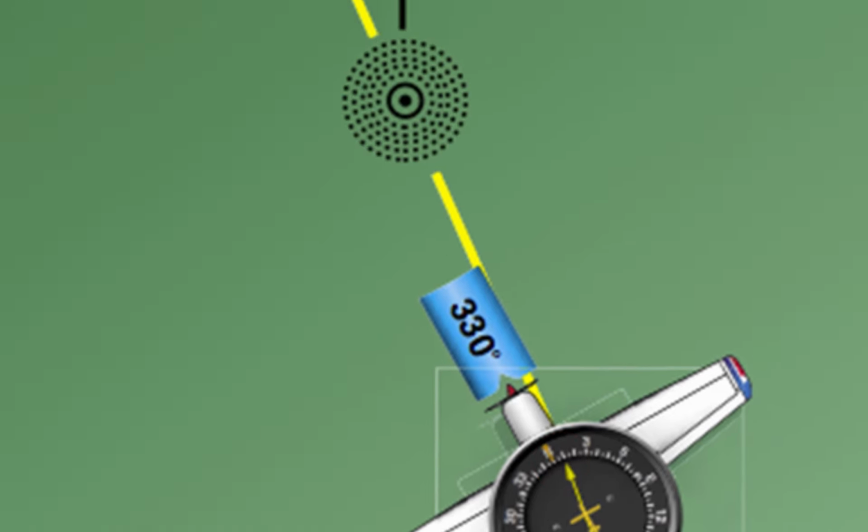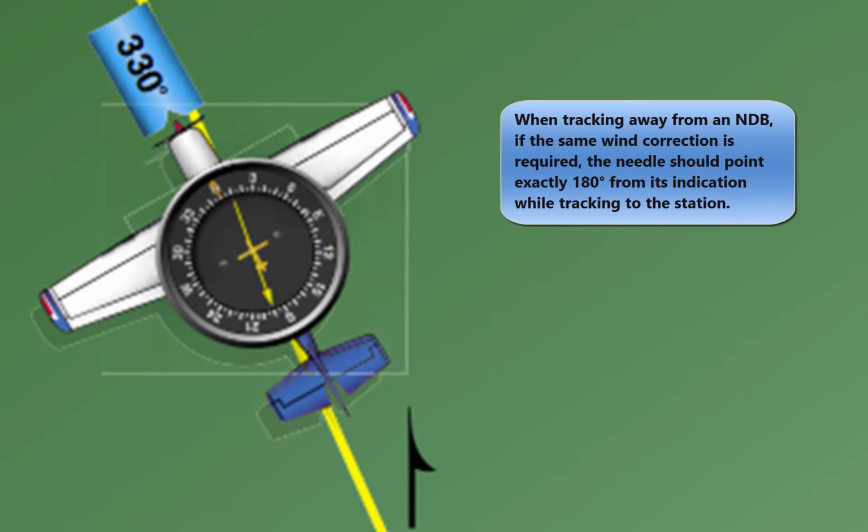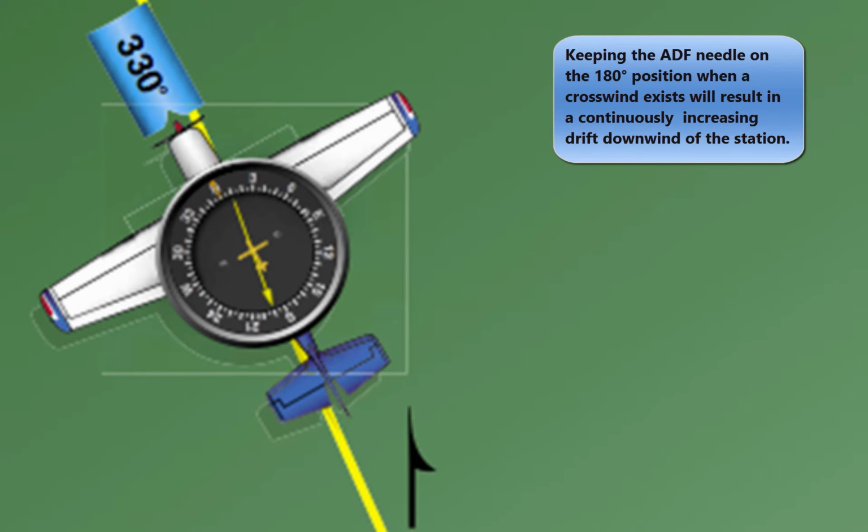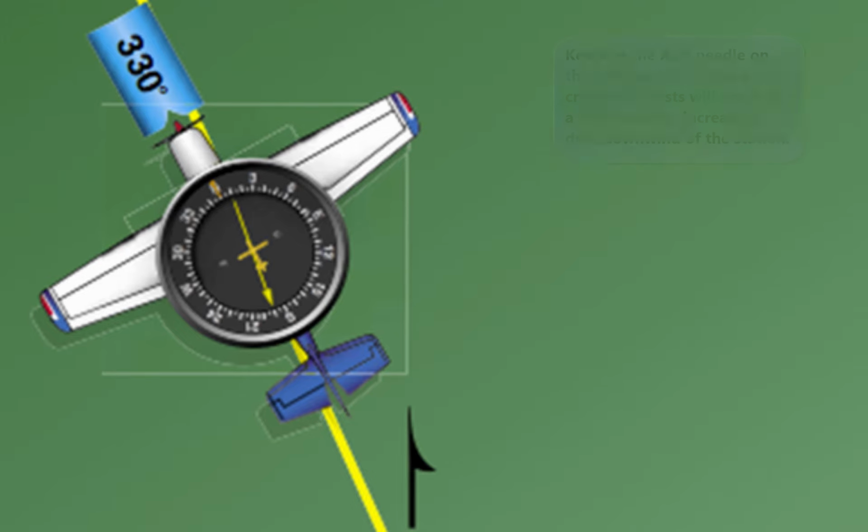When tracking away from the station, wind corrections are made similar to tracking to the station, but the ADF needle points toward the tail of the aircraft, or the 180-degree position on the azimuth dial. Attempting to keep the ADF needle on the 180-degree position during winds results in the aircraft flying a curved flight, leading further and further from the desired track.